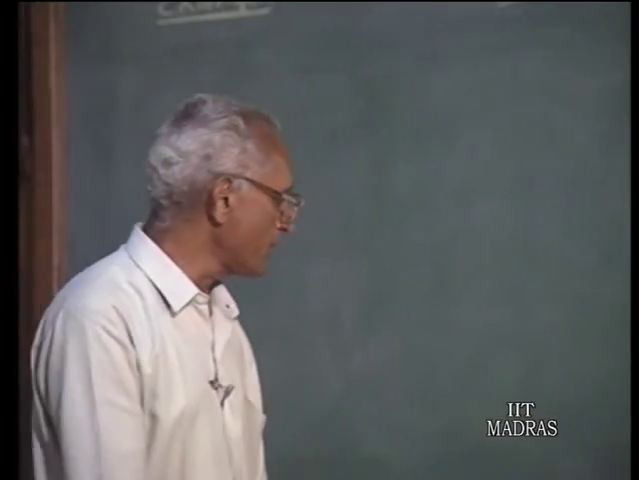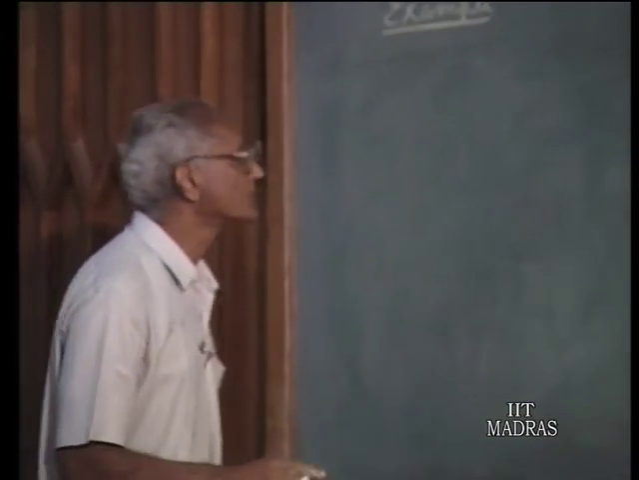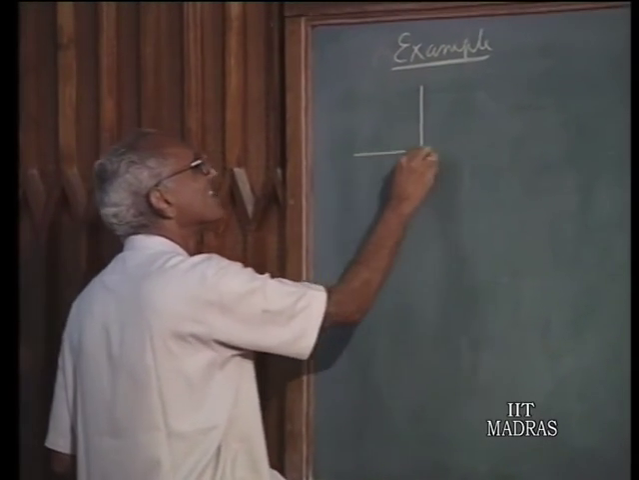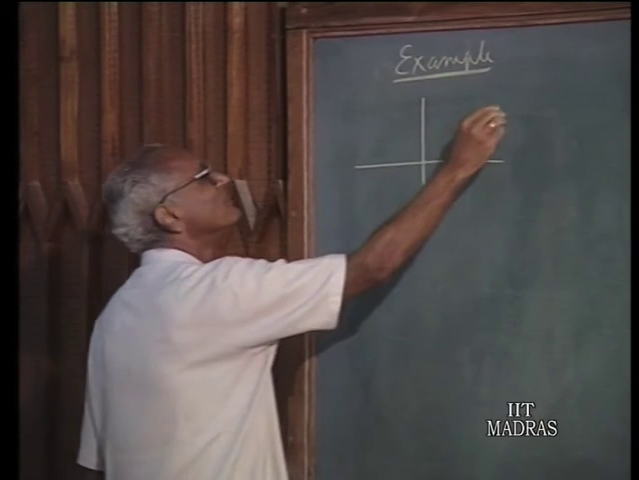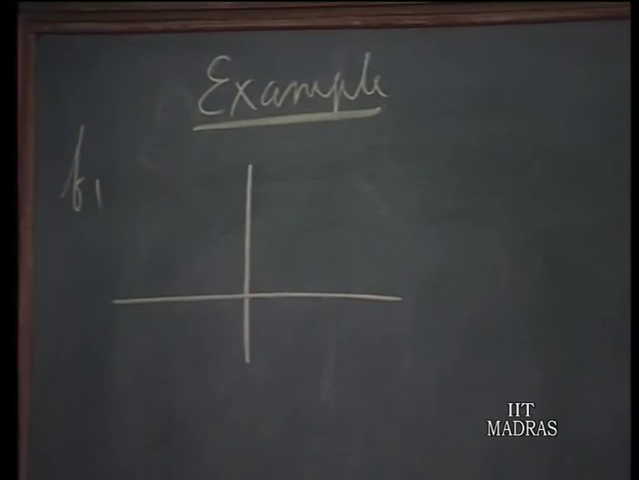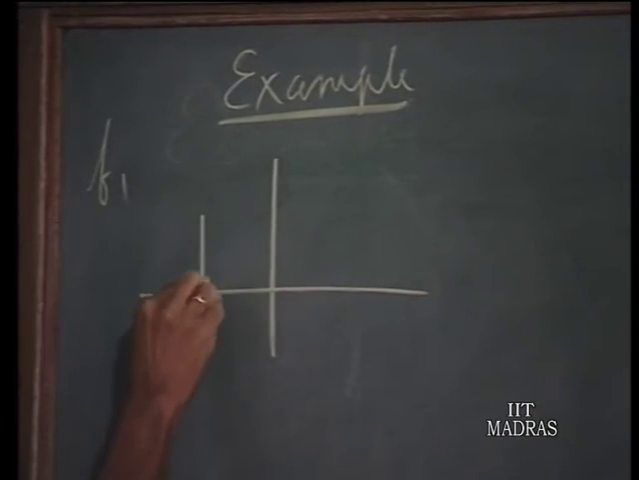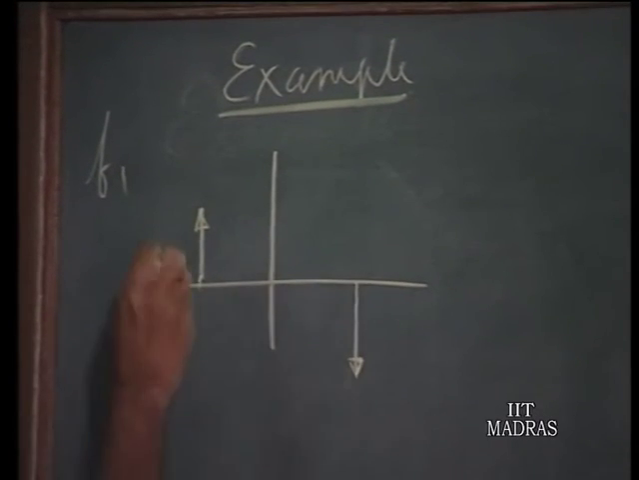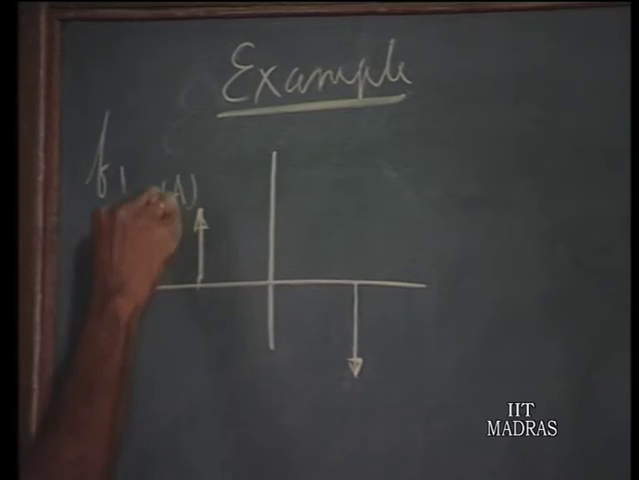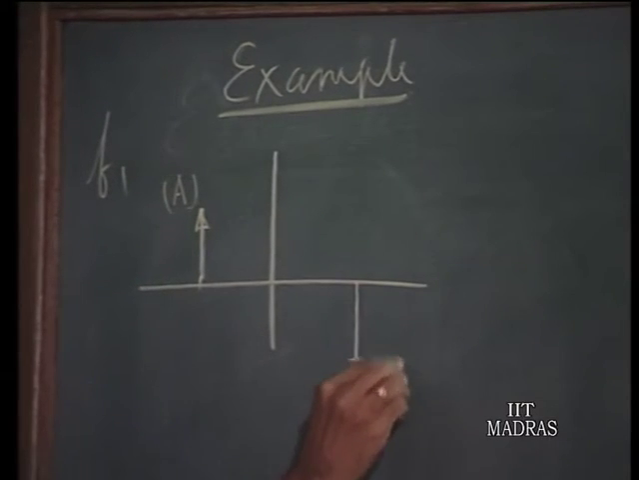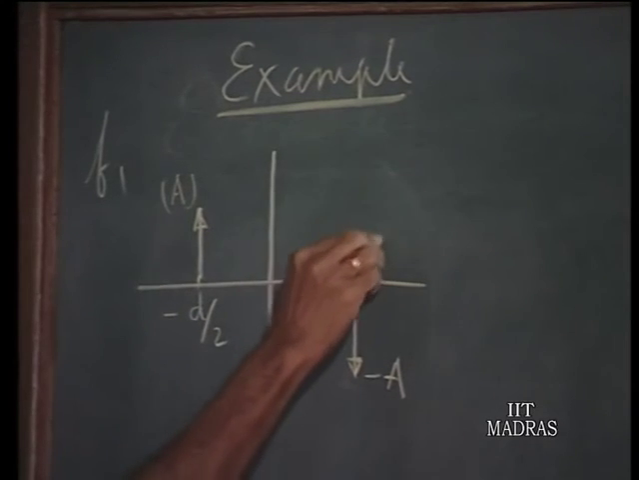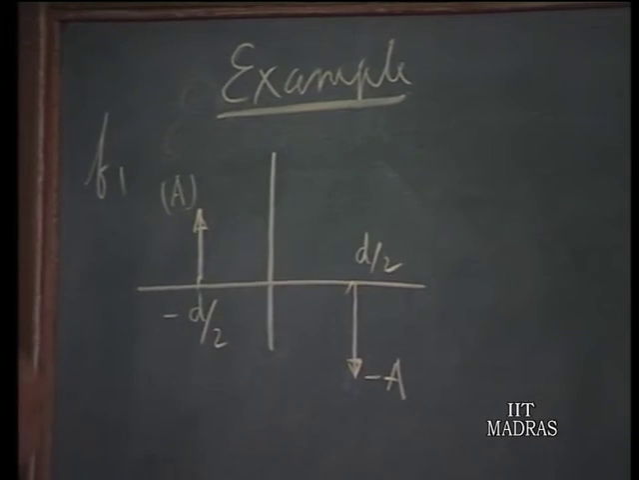Let us consider an example to illustrate this. I will start with an f1 of t which consists of a pair of impulses of strengths A and minus A at minus d upon 2 and plus d upon 2. This is f1.